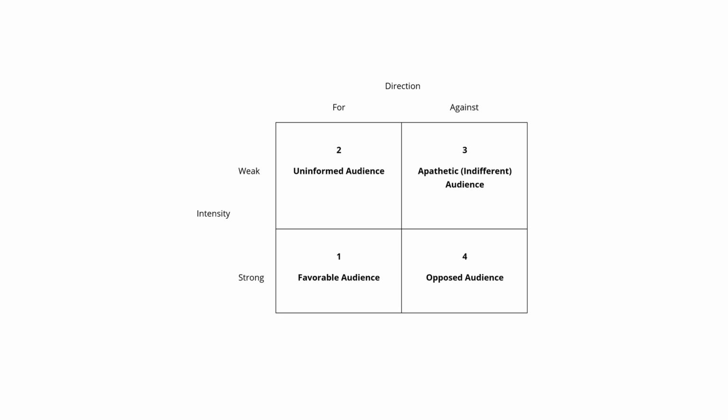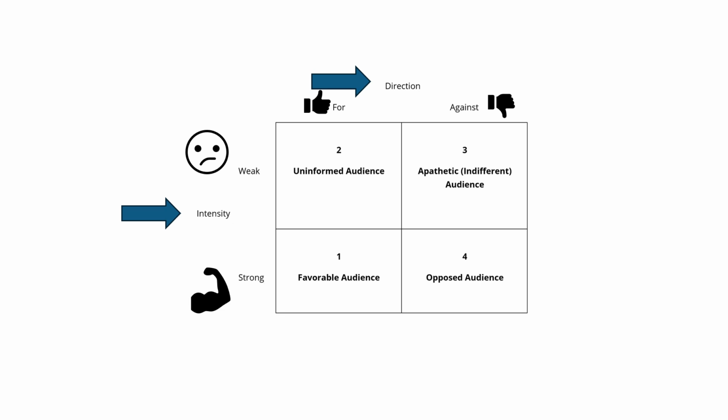So what you're going to do is look at the results of your survey, and then you're going to determine where the audience falls. You're going to look at the direction that they fall. This is just in general with the questions that you ask. Was the audience for you, or did they seem more against you? And then you're going to ask, how intense was that, for or against? Was it a weak, like kind of for or against, or was it a very strong for or against?